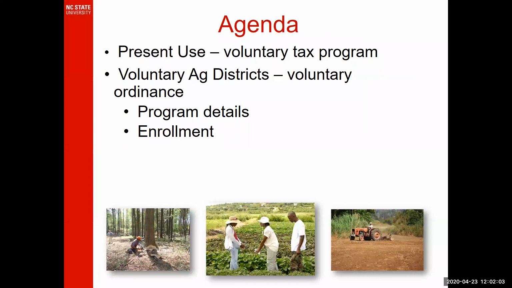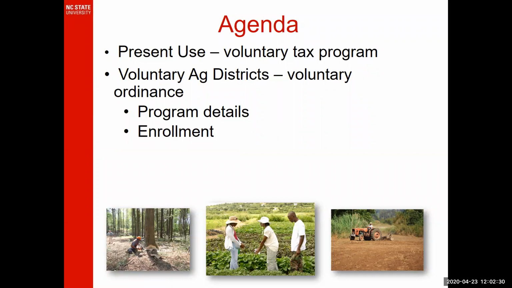Today I want to talk just about two different programs. They're responses to keeping the land producing either food or fiber, but they're longevity or sustainability programs. The first one is a voluntary tax program, so it's using the incentive of a tax reduction to keep land in production, in this case agriculture and forestry.